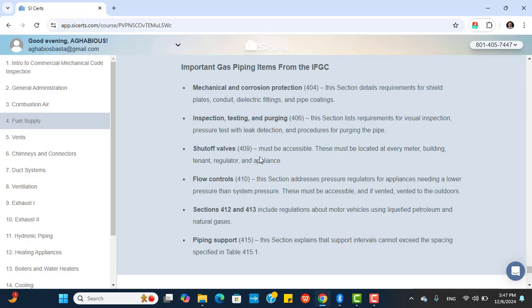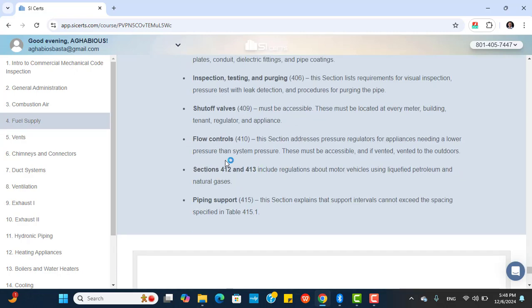Shut off valve, 409, must be accessible. This must be located at every meter, building, tenant, regulator, and appliance. Flow control for 410. This section addresses pressure regulators, since appliances need a lower pressure than system pressure. This must be accessible, and if vented, vented to the outdoors. Sections 412 and 413 include regulations about motor vehicles using liquefied petroleum and natural gas.